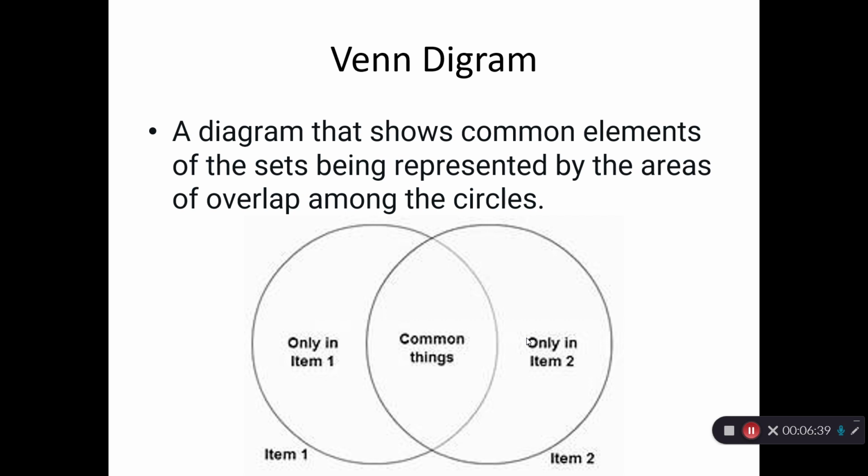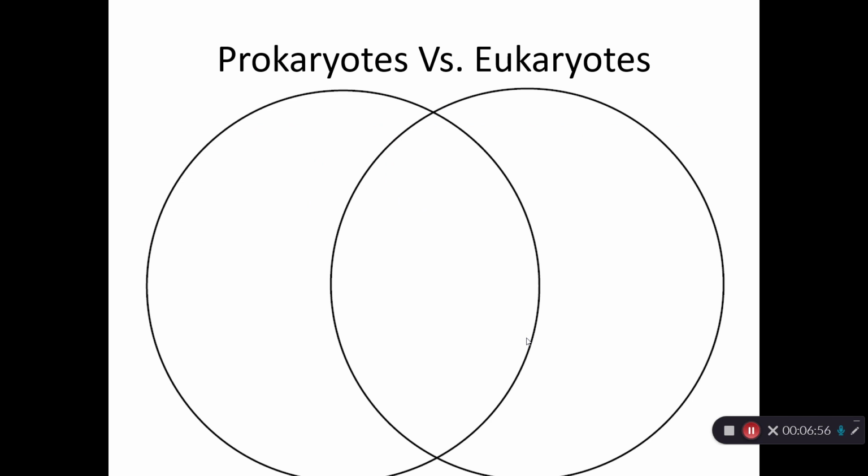I would explain it's comparing two or more items. The overlapping part is the common things that they have, and then the outside part is what they don't have in common. It's their individual characteristics. So then I would explain to them, this is what you're going to do. You're going to create a prokaryotic versus eukaryotic Venn diagram. I would give them a couple minutes to do that, about 10-15. They can work with their partner, look at their notes, get ideas from that.